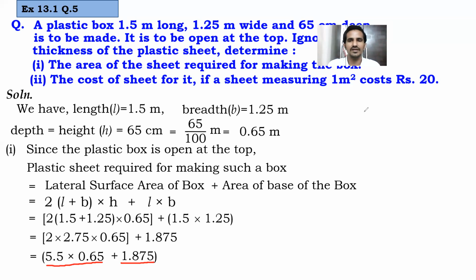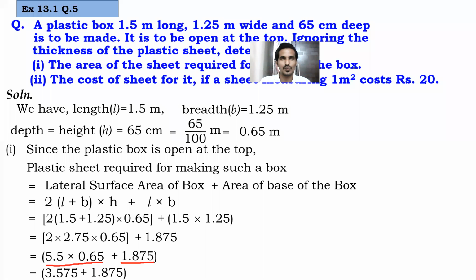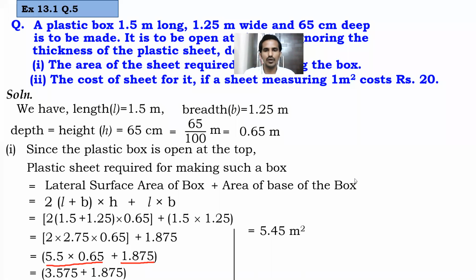Let's do this working, all of you. 5.5 into 0.65. Okay, so the multiplication of 5.5 into 0.65 is coming out to be 3.575. I hope you can see that at the bottom, plus 1.875. So 3.575 plus 1.875 addition. When we add it, it becomes 5.45 meter square.